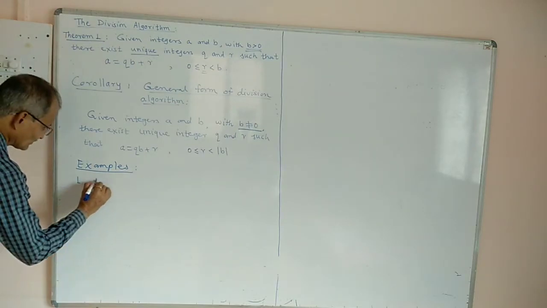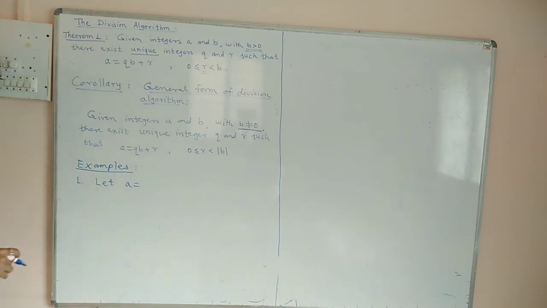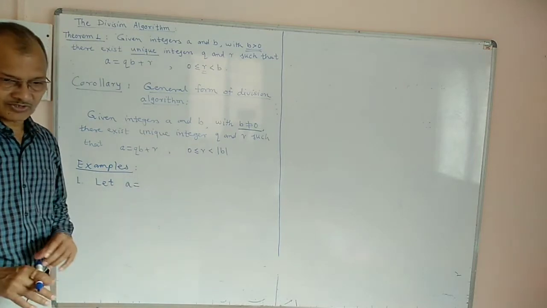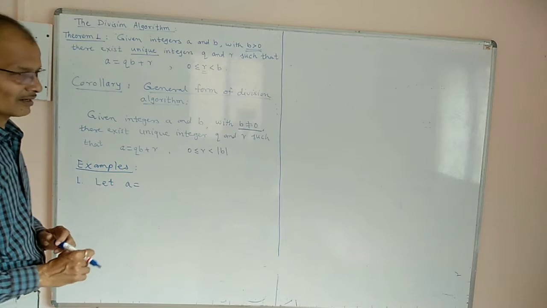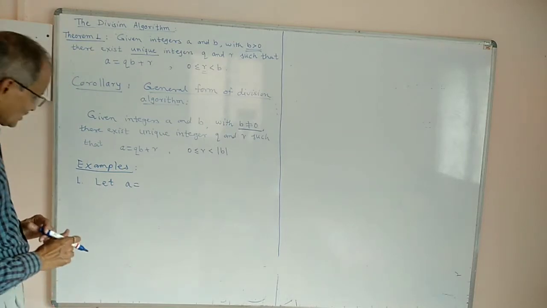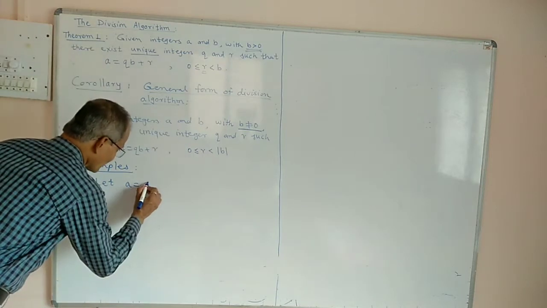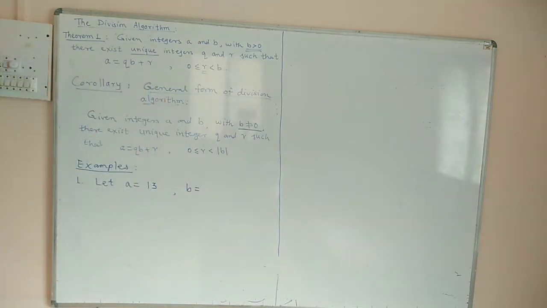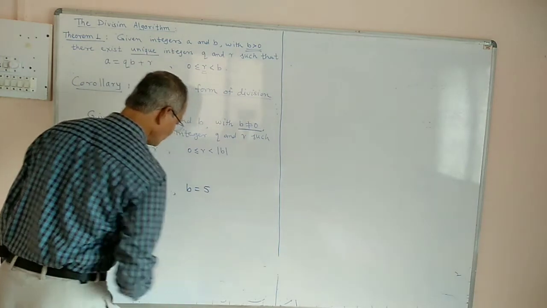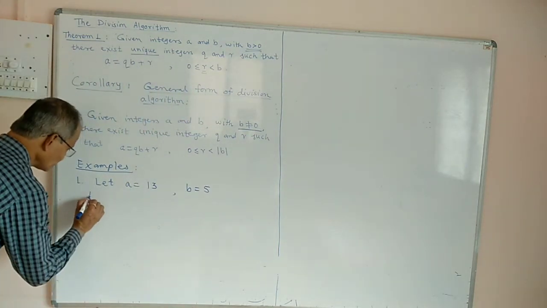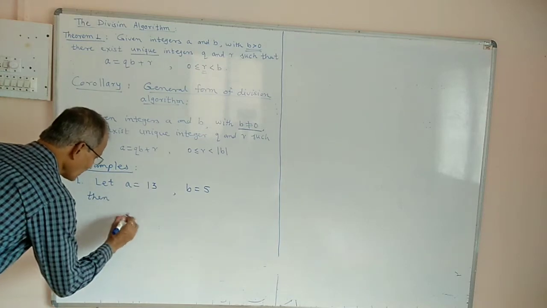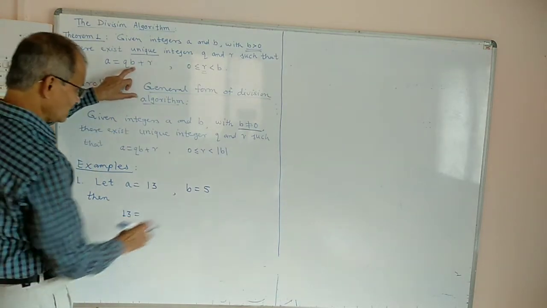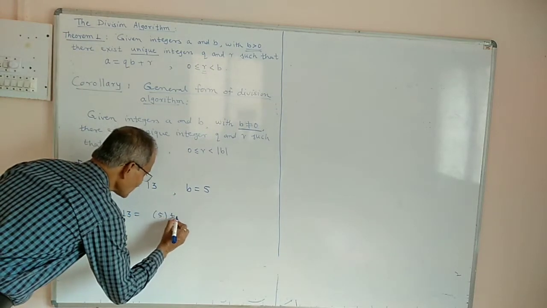Let a be any number that is to be divided by b, smaller or greater, whichever it may be. a may be smaller, b may be greater, or vice versa. There is no condition. So I shall take a as, say, 13 and b as 5. Then a is 13. You see the theorem, a is 13, b is 5, so it is 5 times q plus r.